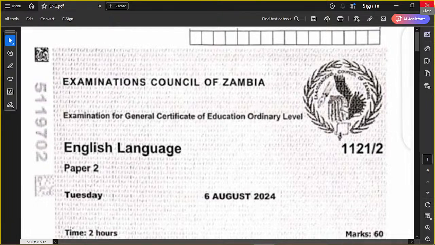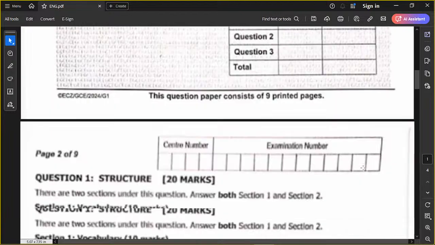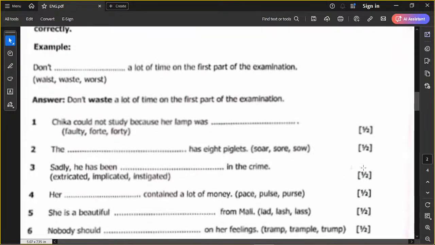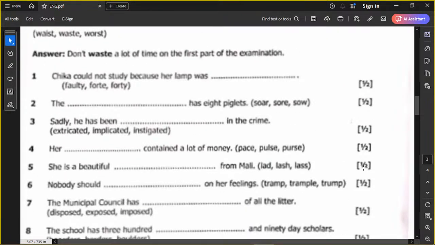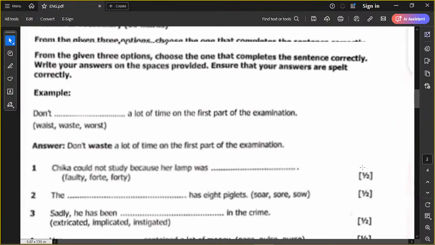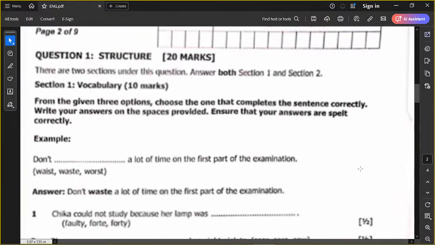What we're going to do is not go through the instructions. Instead, we'll go direct to the questions. Let's go to question 1. Let's talk about the simple instructions for question 1. Question 1 has 20 marks. It is all about structure. I'm sure you have learned about structure, and the instructions are as follows. Question 1, structure, 20 marks.